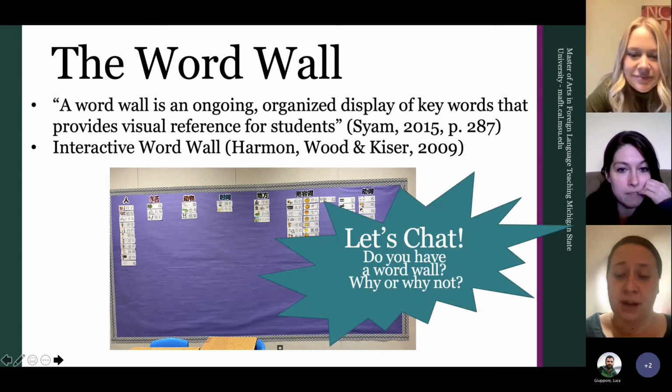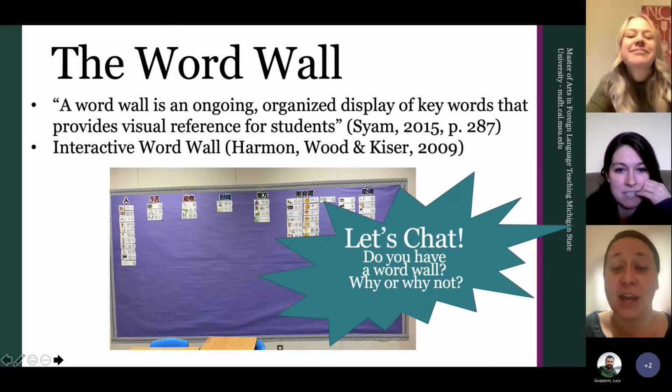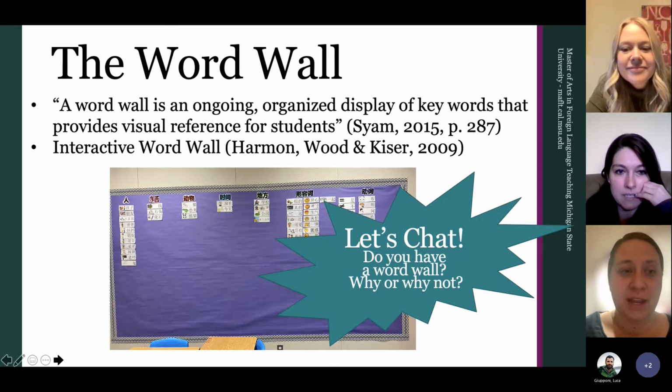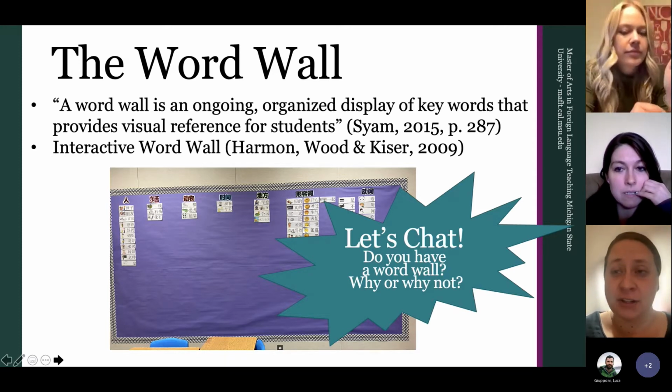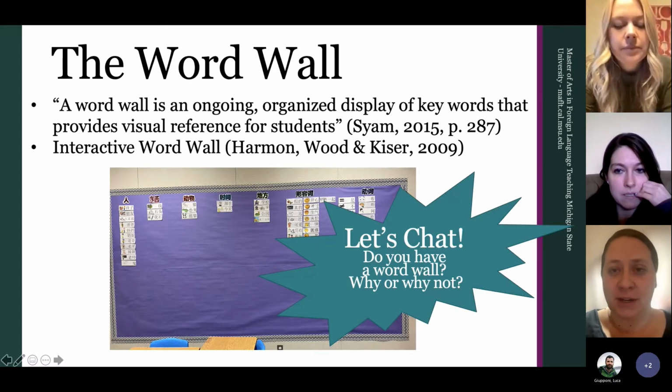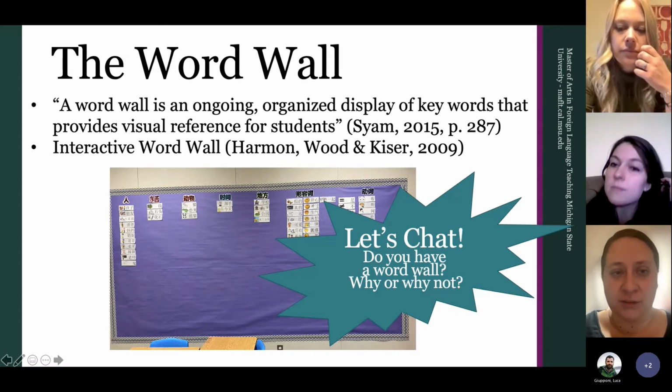So this is my word wall. Oh, actually, I'm sorry, pause first. I'd love to hear from you. Let's share in the chat. Do you have a word wall in your classroom? If you do, why did you decide to do that? If you don't, is that an intentional decision or just something you've never incorporated? I'd love to hear your experiences with a word wall for teaching vocabulary.